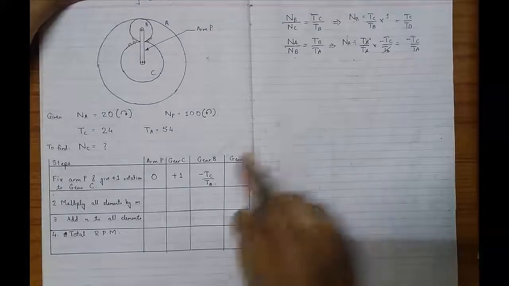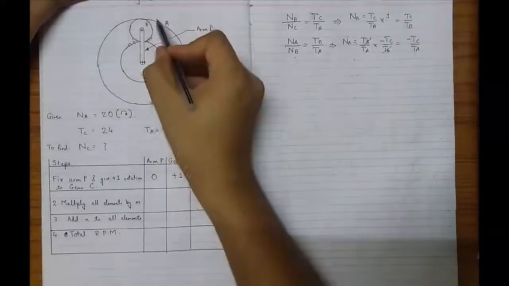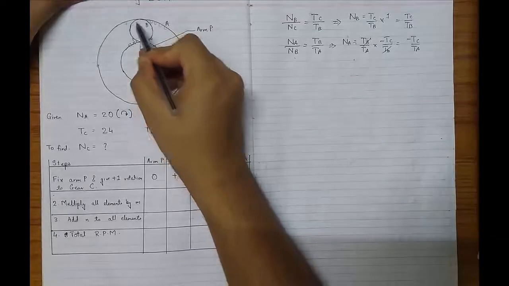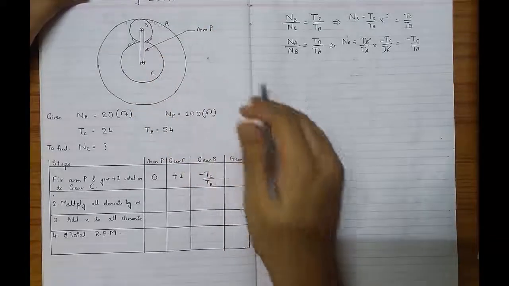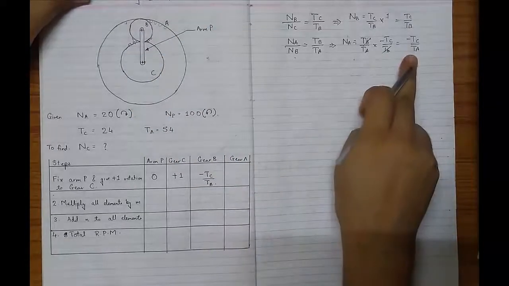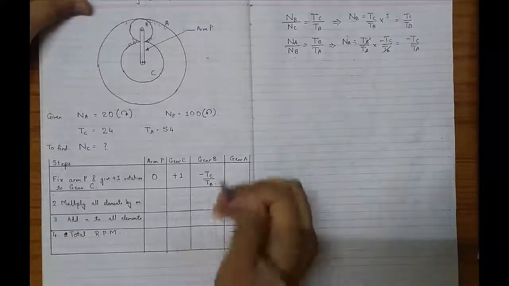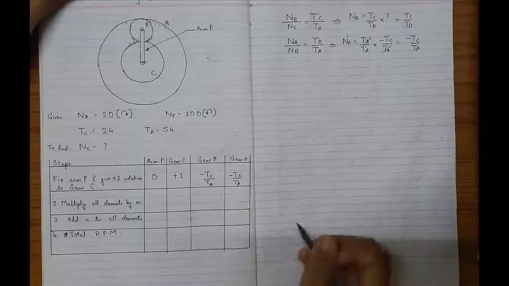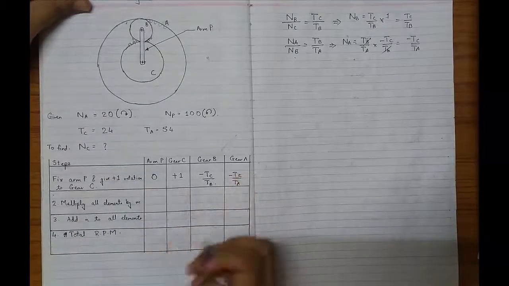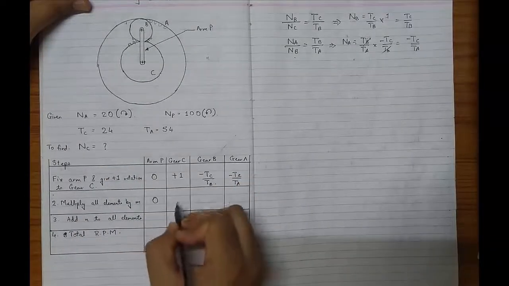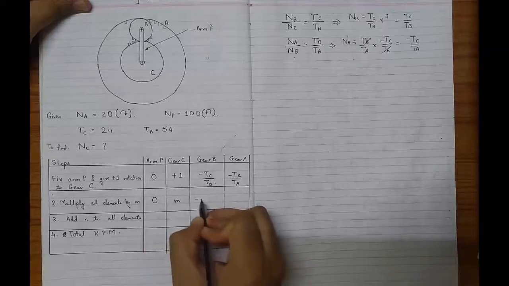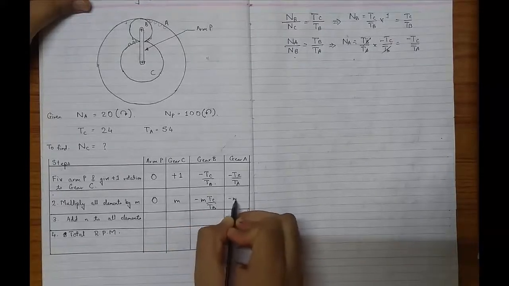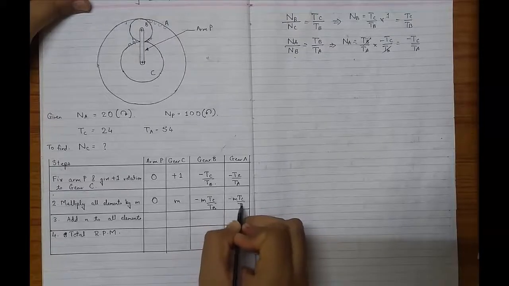Now should another negative sign be put? No. Why? Because it is internal meshing. A has internal teeth, so it is internal meshing. So no other negative sign. Whatever it is over here, we will copy it directly. So minus TC upon TA. Okay, first row complete. Multiply all by M. 0 into M is 0, 1 into M is M, minus M TC by TB, minus M TC by TA.